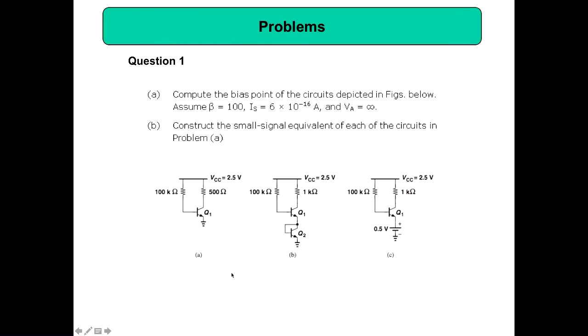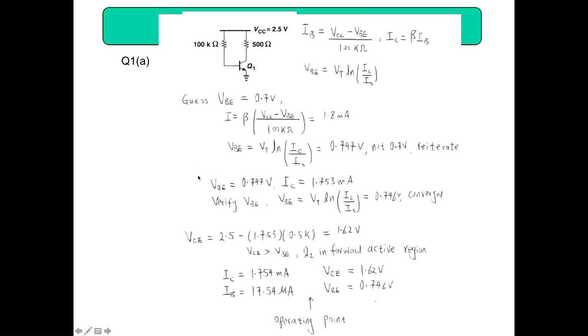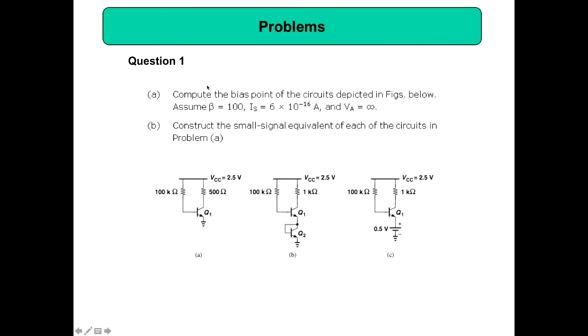Before that, I'm going to take this first one as an example. So I'm going to compute the bias points. I have to compute the VBB, I have to compute the IB, and I have to compute the IC. All these values I have to compute. But they have given only beta equal to 100, IS equal to 6 times 10 to the power of minus 16, and VA equal to infinity. You don't have to take the Early voltage into account. So these are the values.